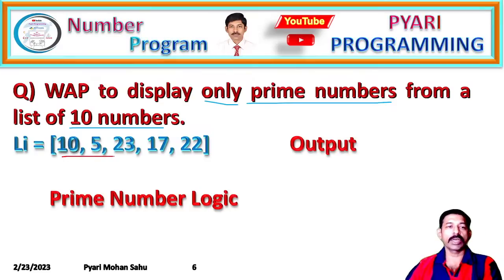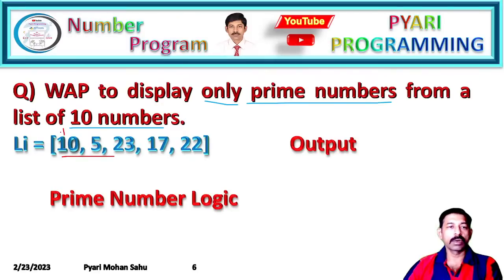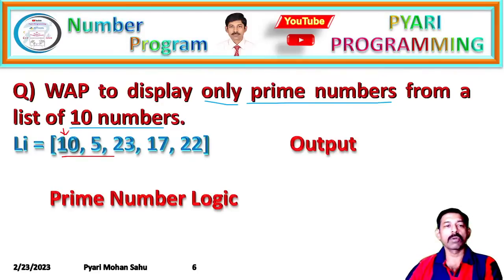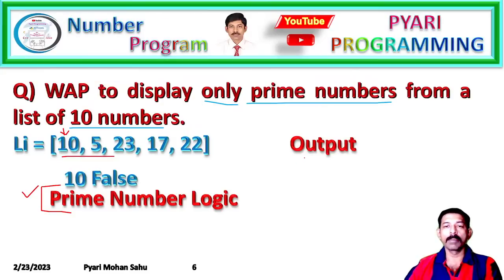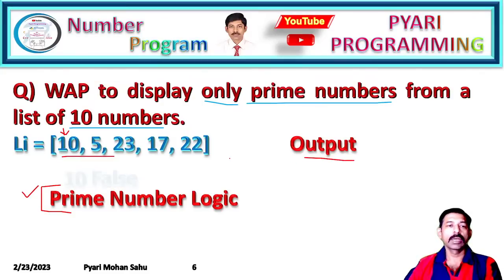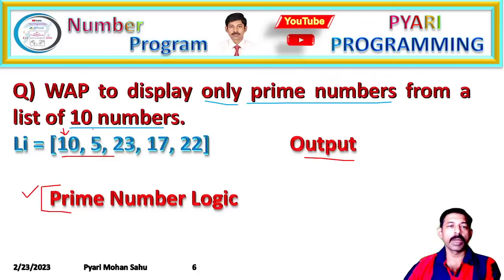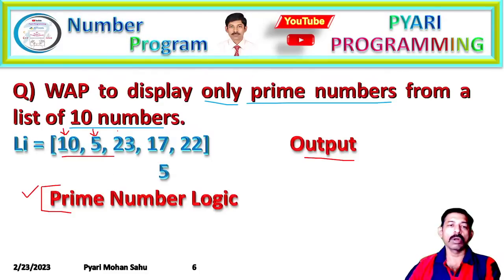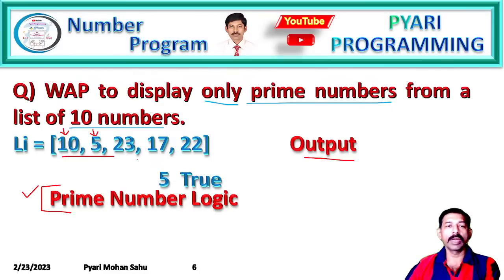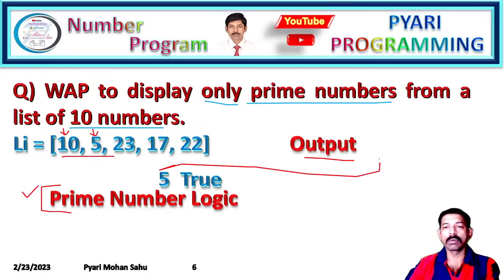Now, first of all, I will check whether the first number is prime or not. Now look at this. I am keeping the prime number logic intact. No change in the prime number logic now. Now I will check if 10 is a prime number or not. It is false. So it will not be included in my output. Now next I will check the next number, that is my 5. Is 5 a prime number or not? Yes, true. So that's why it will be included in my output. Now I will get the output for 5.